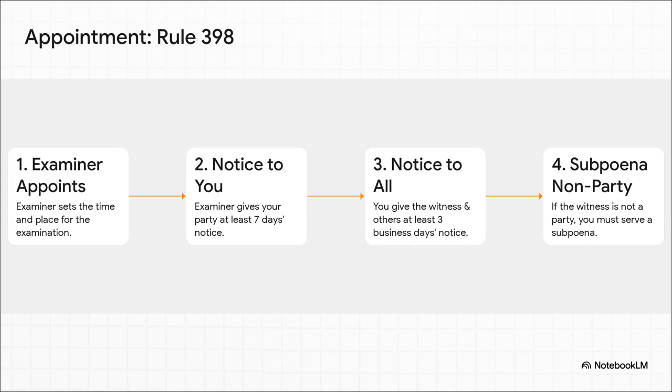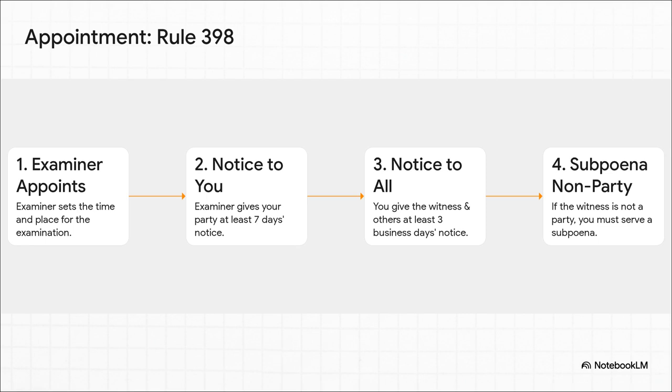Now pay very close attention to the timelines in Rule 398. This is prime exam material. First, the examiner picks the time and place. Then they give you at least 7 days notice. Then you have to give everyone else, the witness, the other parties, at least 3 business days notice. And here's the kicker. Under Rule 398, subsection 5, if the witness isn't actually a party in the case, you absolutely must serve them with a subpoena.